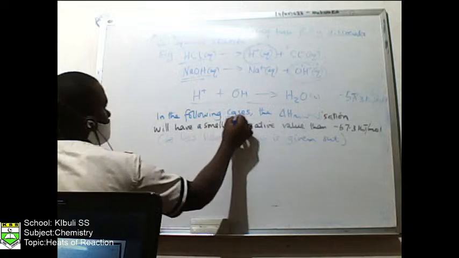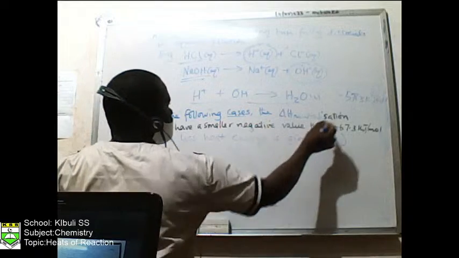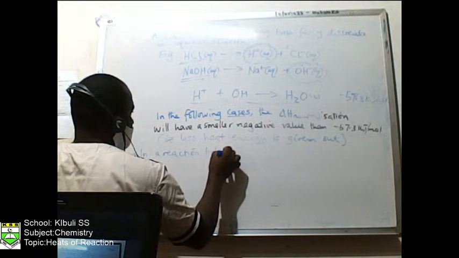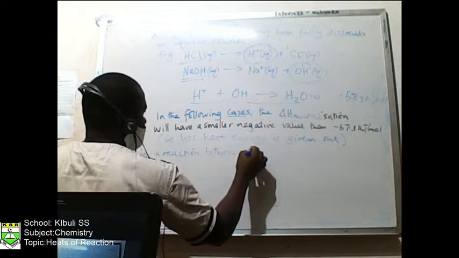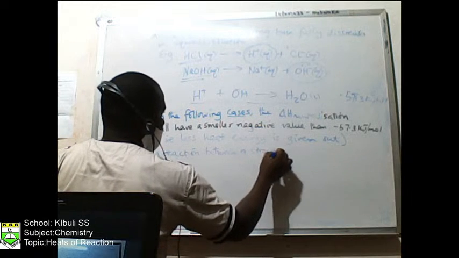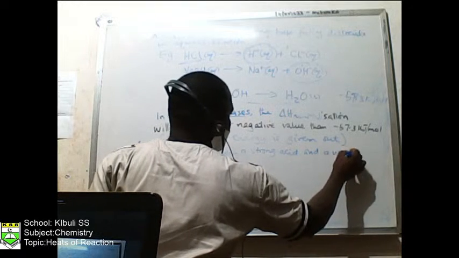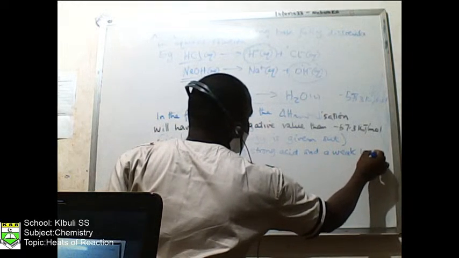In the following cases, the delta H of neutralization will have a smaller negative value than this. In other words, less heat energy is given out. The first case is in a reaction between a strong acid and a weak base or weak alkaline.